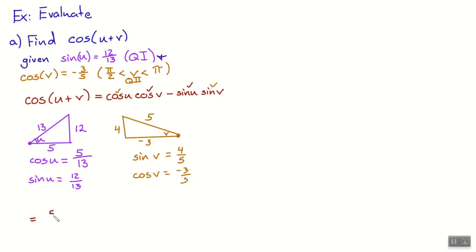Cos u is 5/13. What was cosine of v? -3/5. And since it's a plus here, it's minus. And let's just run through. What's the sine of angle u? 12/13 times the sine of v, which is 4/5.